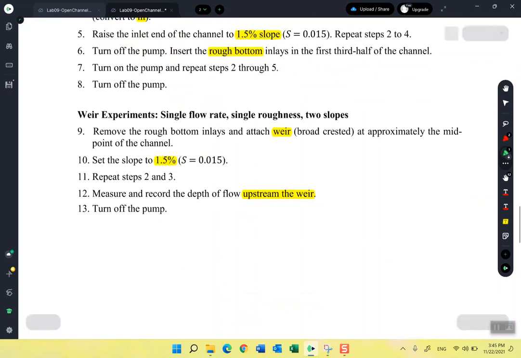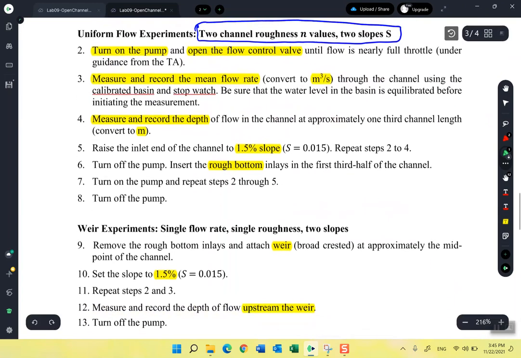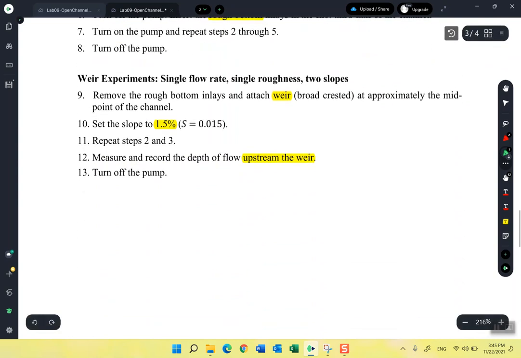While for the real experiment, you of course will have to remove the rough bottom inlays and put the wheel. You will set the slope to 1.5%. You will repeat step 2 and 3, which is in this case, you will record the flow, then you will record the depth. After doing that, you can turn off the pump and make your calculation easy. Great, so any questions?